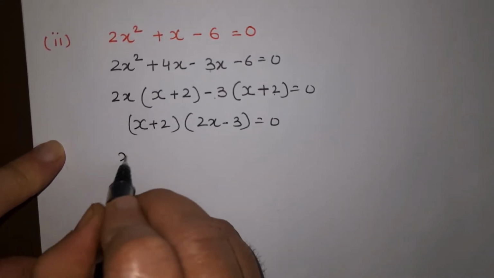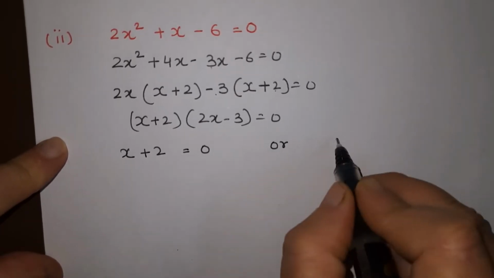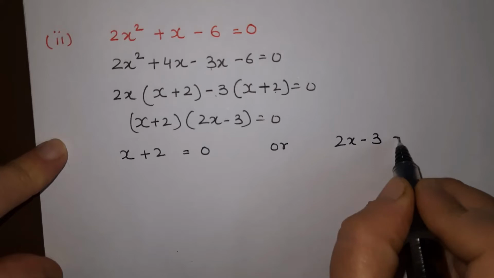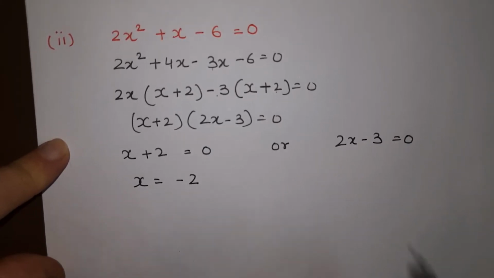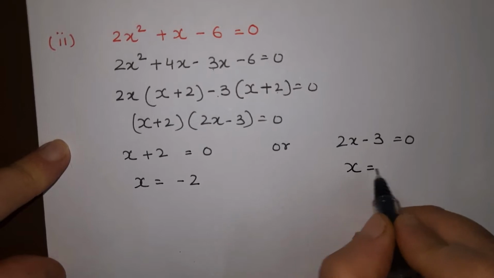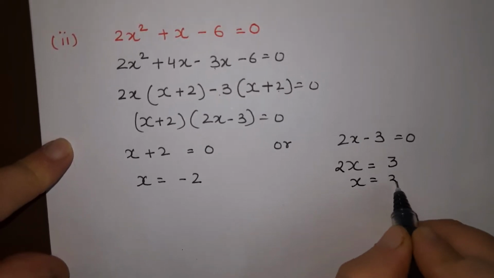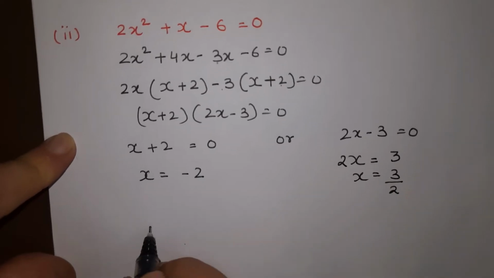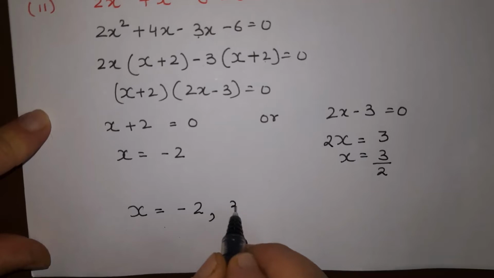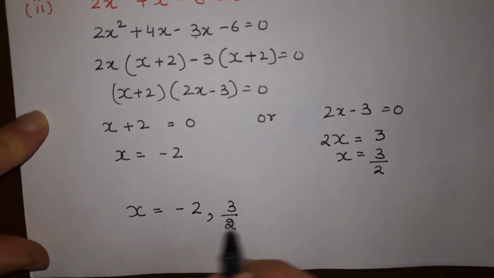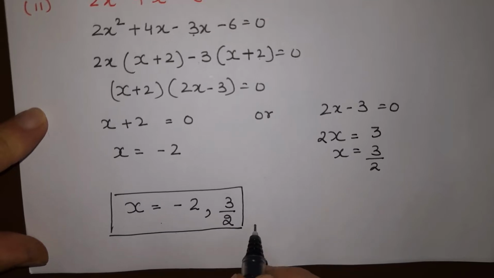So we have either x plus 2 equals 0 or 2x minus 3 equals 0. So x equals minus 2 from here, and 2x equals 3, so x equals 3 by 2. So the solutions are x equals minus 2 and 3 by 2. So the roots of the given equation are minus 2 and 3 by 2.